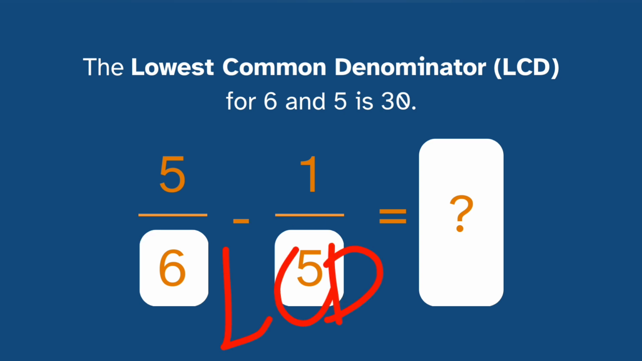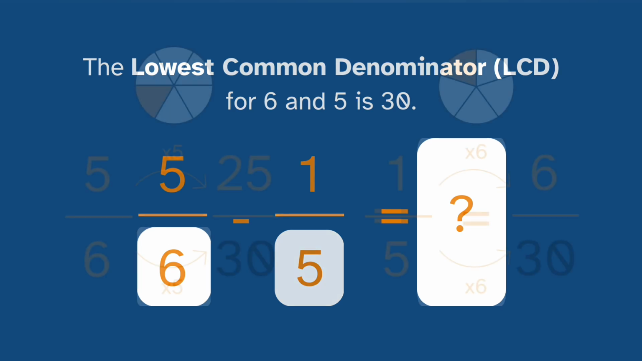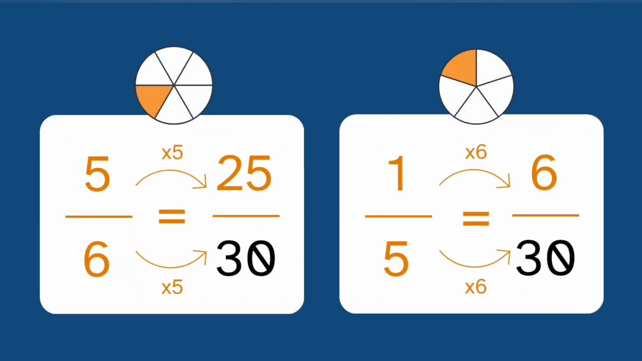Okay, we have to find the lowest common denominator for 6 and 5, which is 30. Now we have to check the denominators. Now you have to adjust the fractions to have the same denominator. How will we adjust this? Divide the LCD by each denominator to find the factor needed to make the denominators equal. Then you have to multiply both the numerator and the denominator of each fraction by this factor.